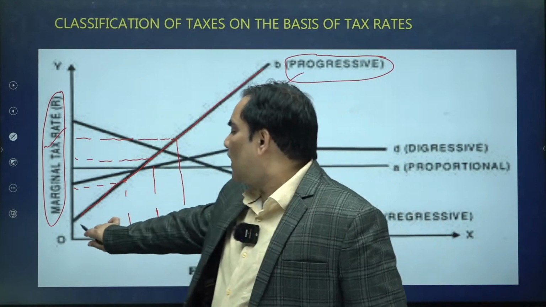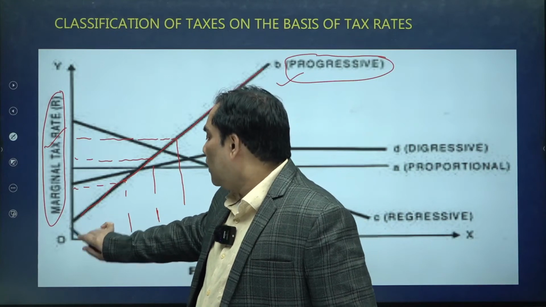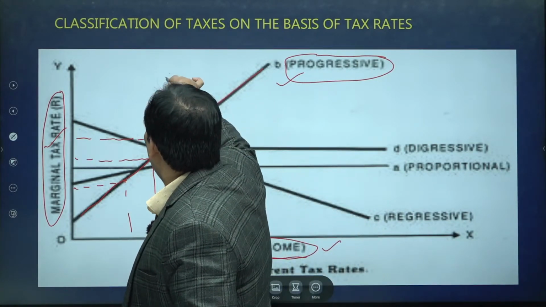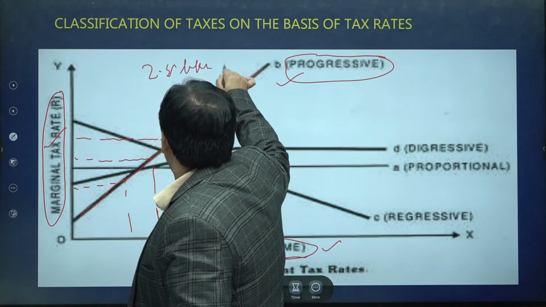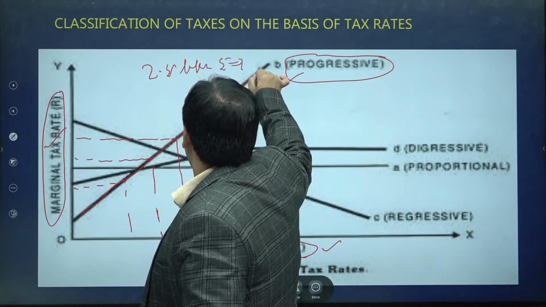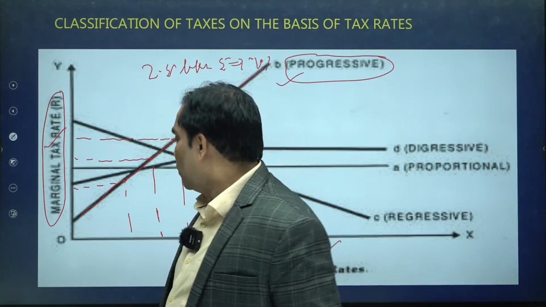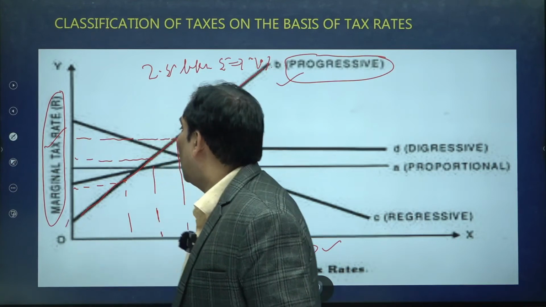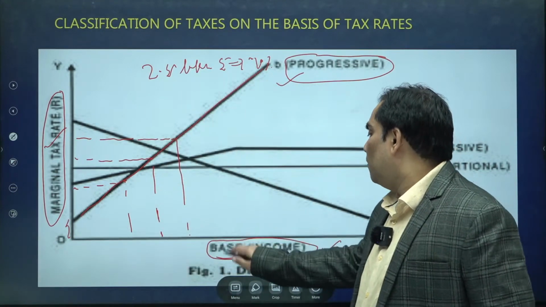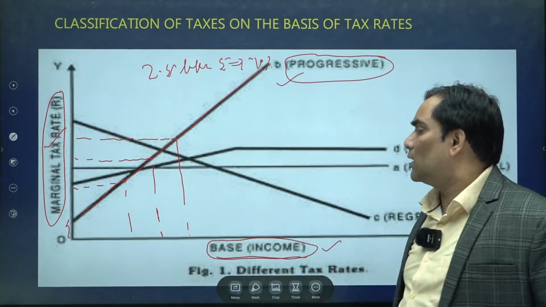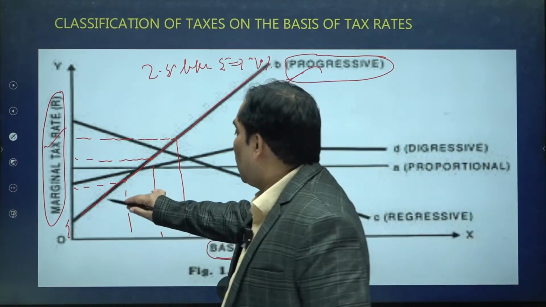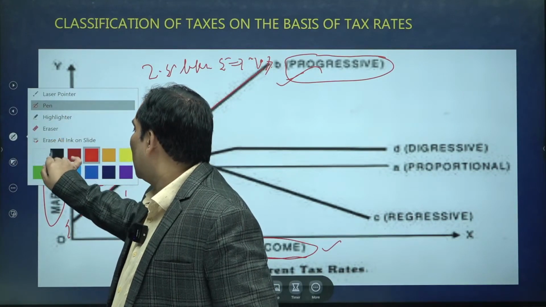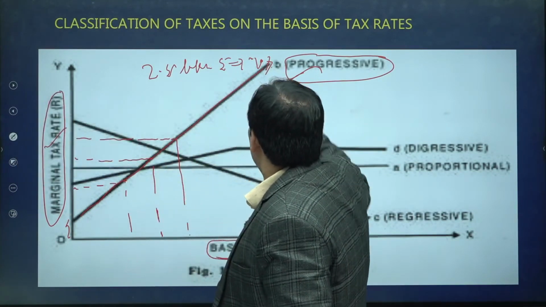Okay, it will not start from the origin, be very clear, because as I said, 2.5% up to 5 lakh, then 10% or whatever it may be. So this will not start from the origin, because there must be some tax rate, and at the same time there must be some taxable income. So this is going to be the progressive tax system.